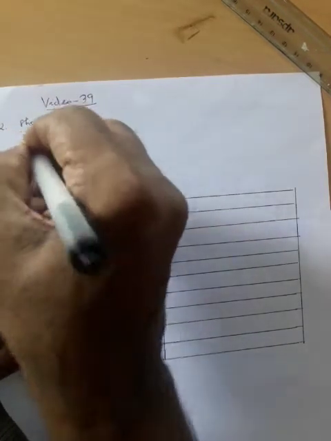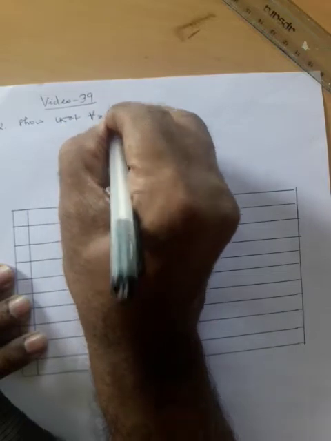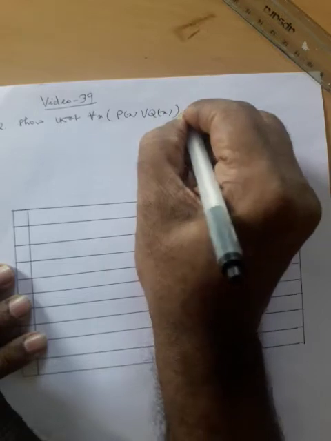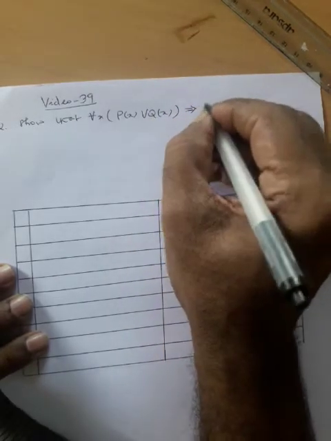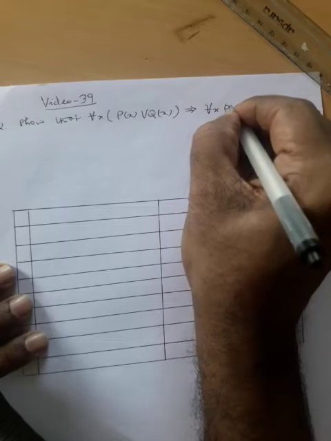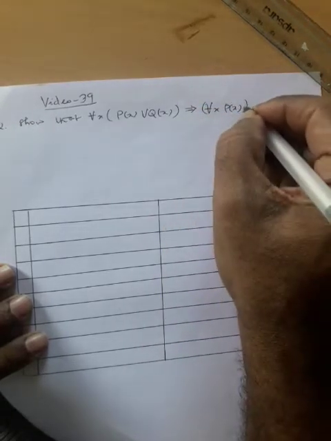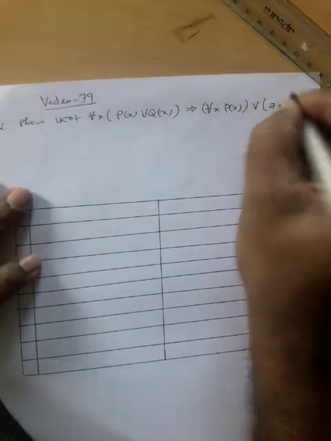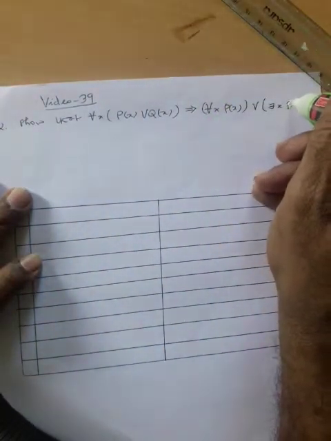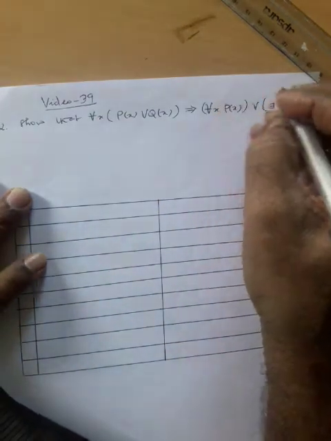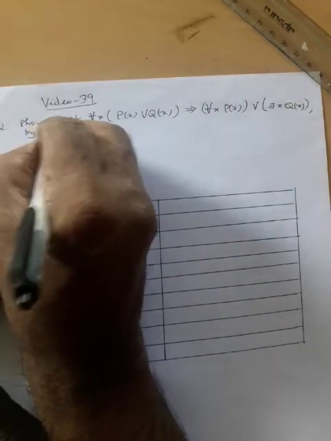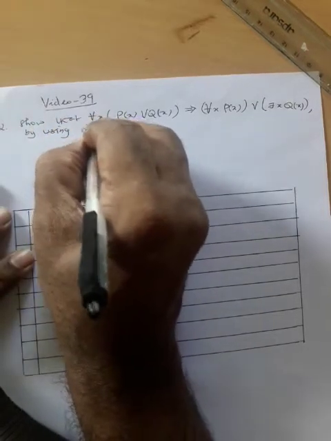Show that for every x, p of x or q of x implies for every x, p of x or there exists x, q of x, by using the indirect method.